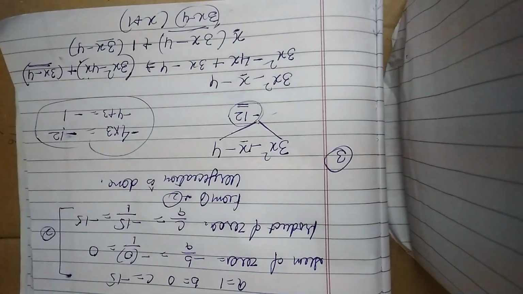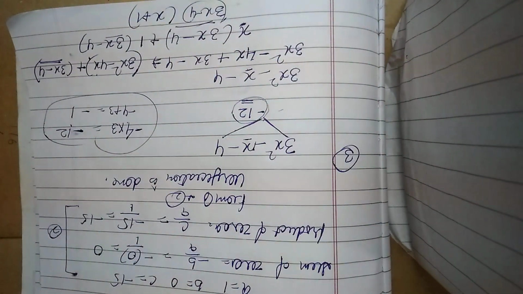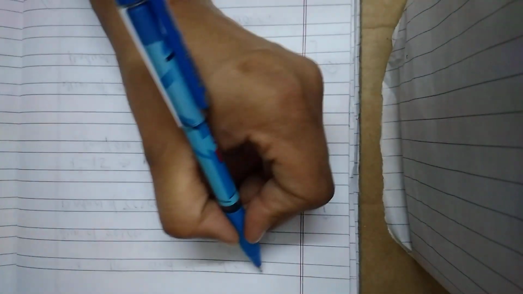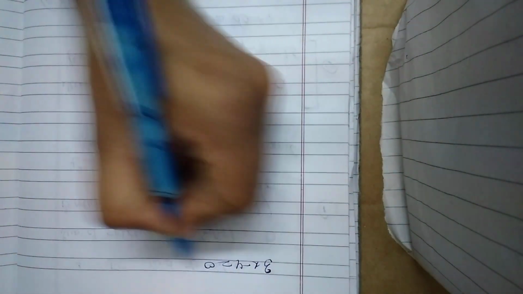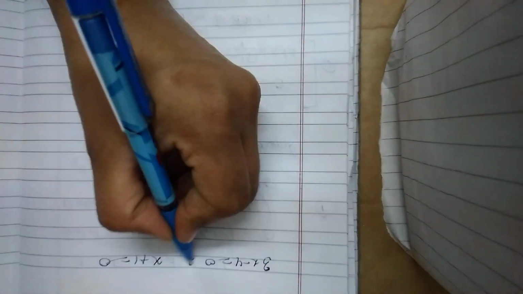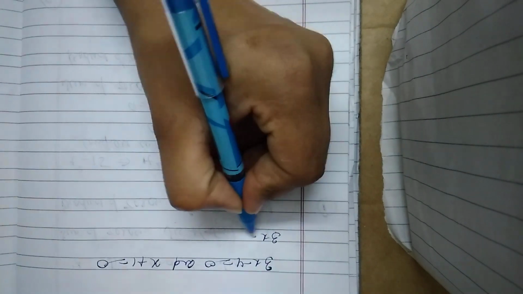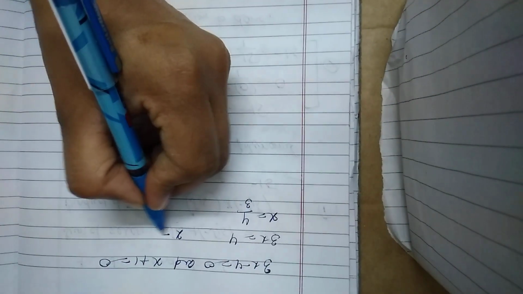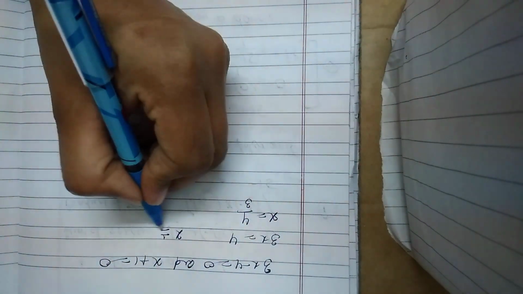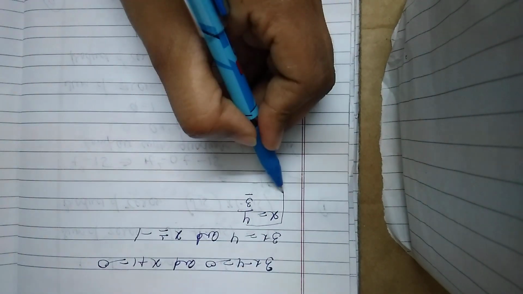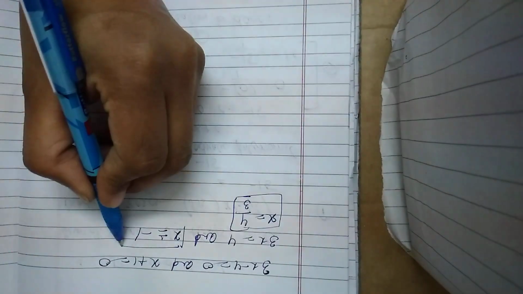Now we want to find zeros. To find zeros, we equate these factors to 0. 3x minus 4 equal to 0, x plus 1 equal to 0. Then 3x equal to 4, so x equals 4 by 3. Either x plus 1 equal to 0, so x equals minus 1. We have two zeros: one is x equal to 4 by 3, another is x equal to minus 1.